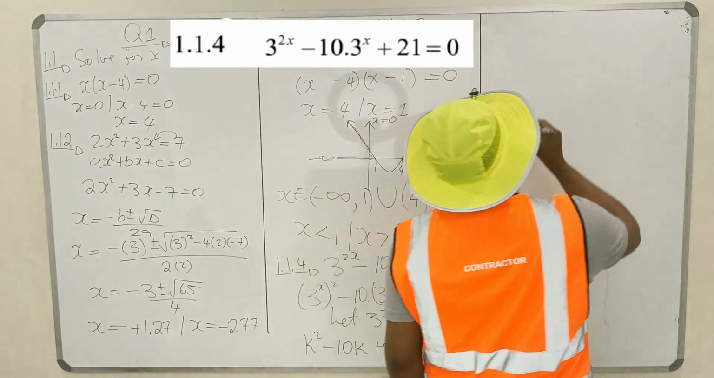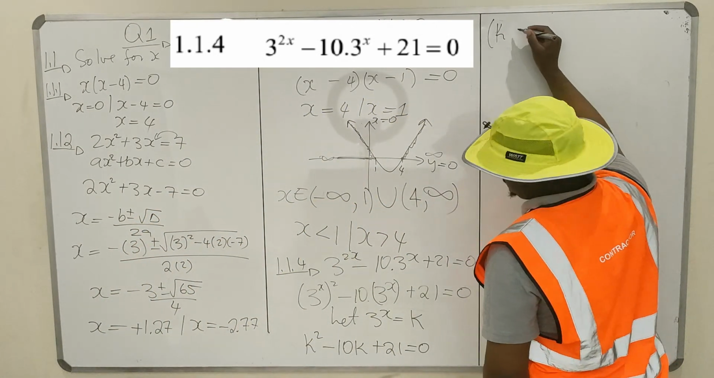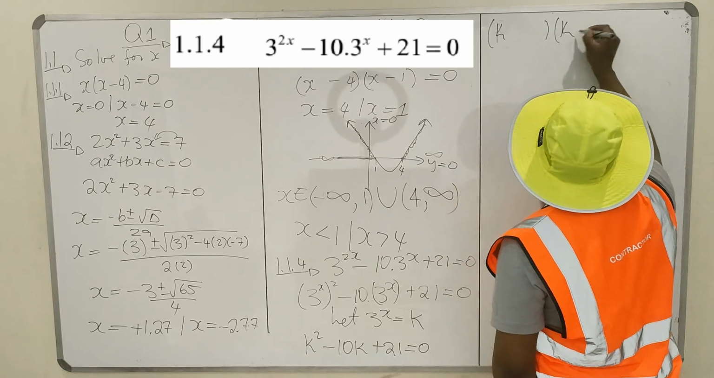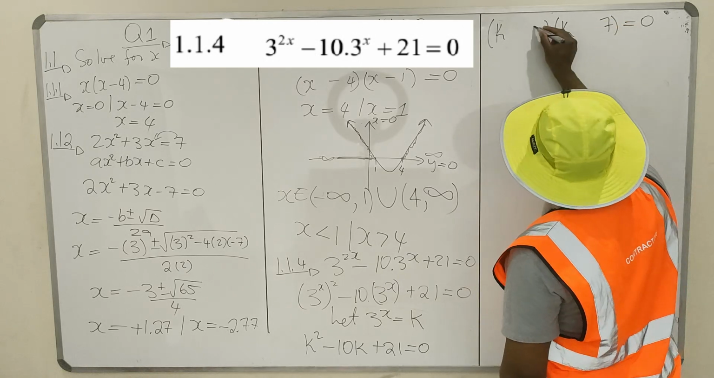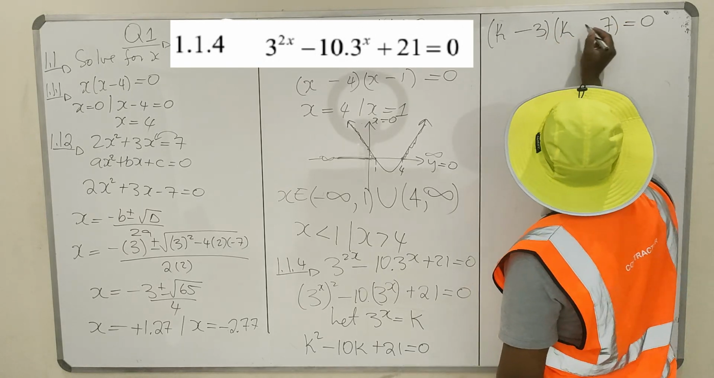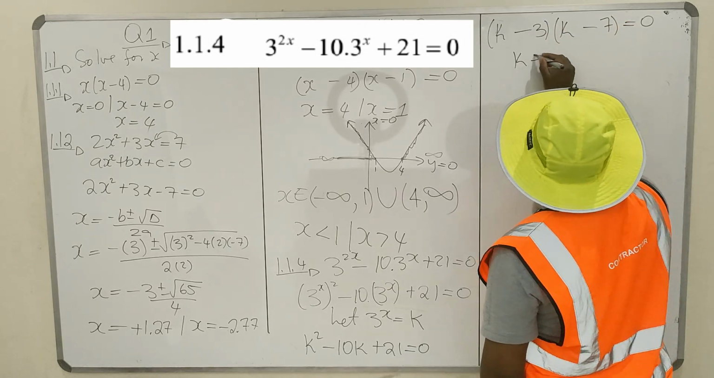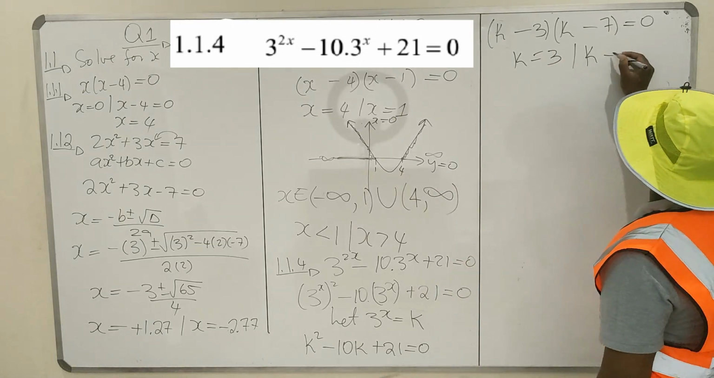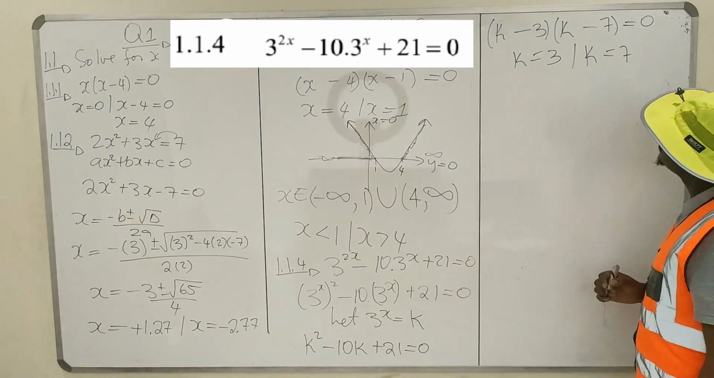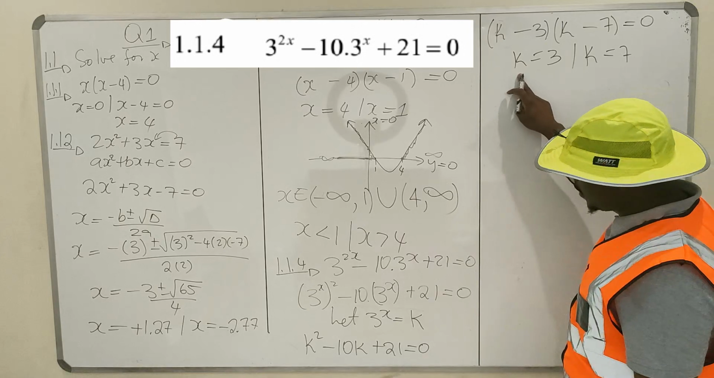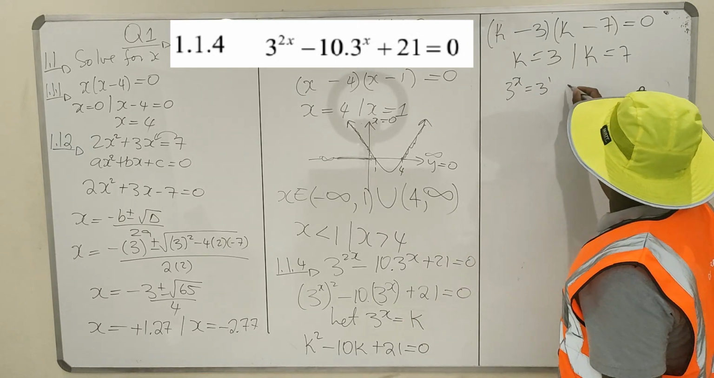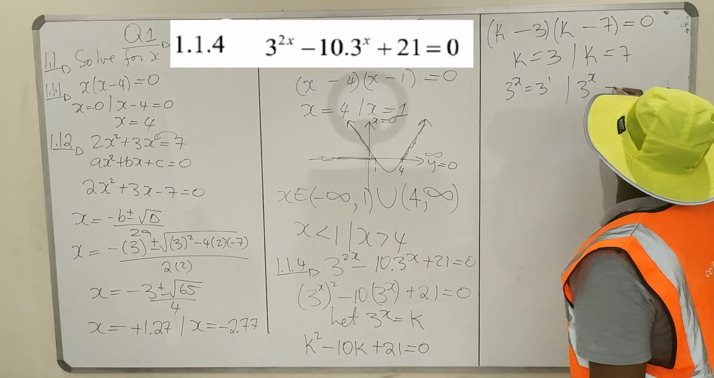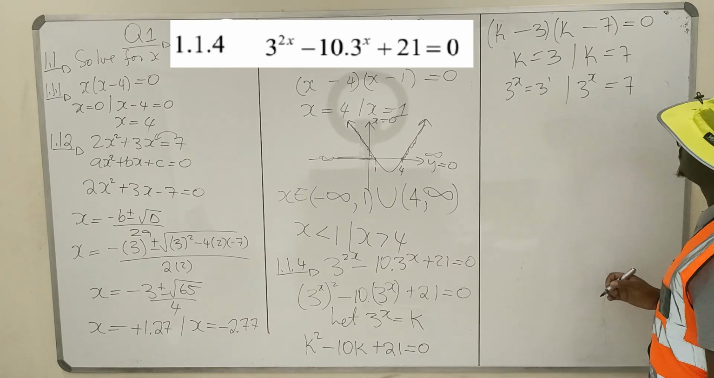Then you factorize this. So you have k, and k again, is equal to 0. You have 7, you have 3, right? You have minus, you have minus. So your k is equal to 3, or your k is equal to 7, right? So what is k? But our k is 3 raised x. So 3 raised x is equal to 3, which is 3 to the 1, or 3 raised x is equal to 7.